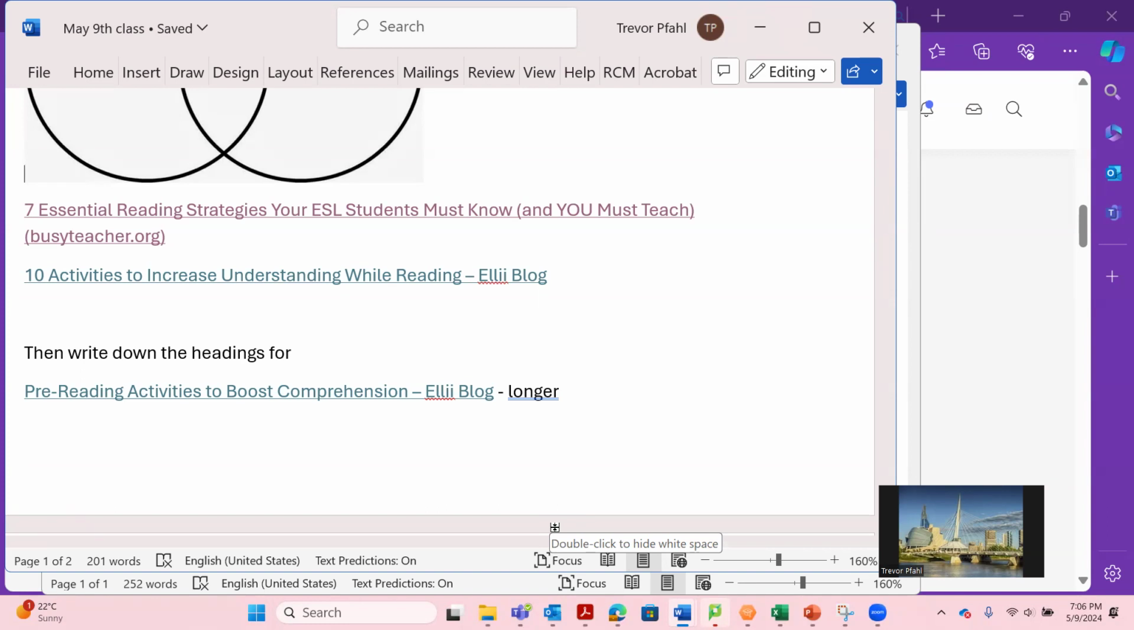So one of you is doing 7, one of you is doing 10. So yours is 7 and hers is 10. You're just looking at the headings and writing in the middle which ones are similar and then which ones are different.